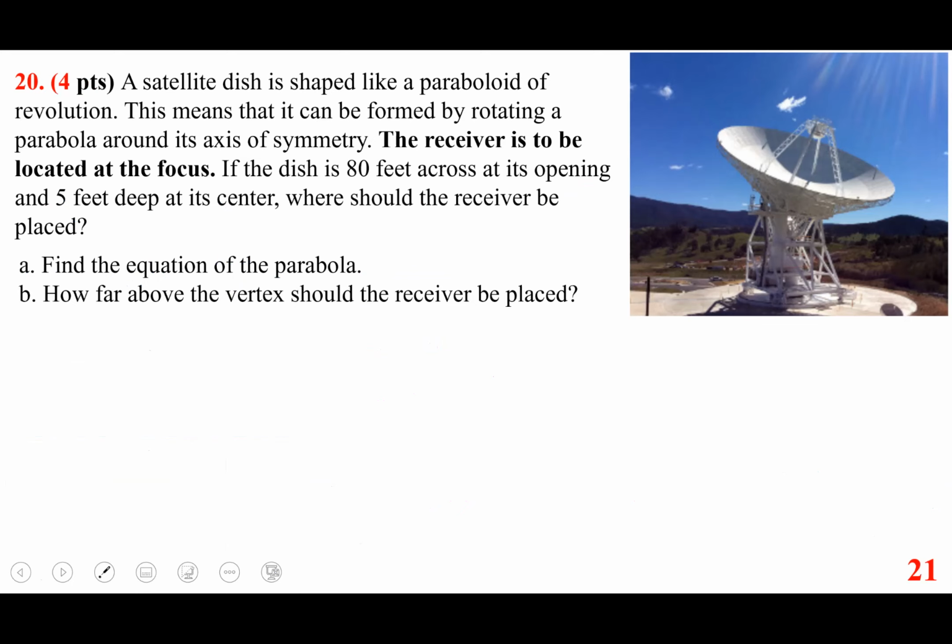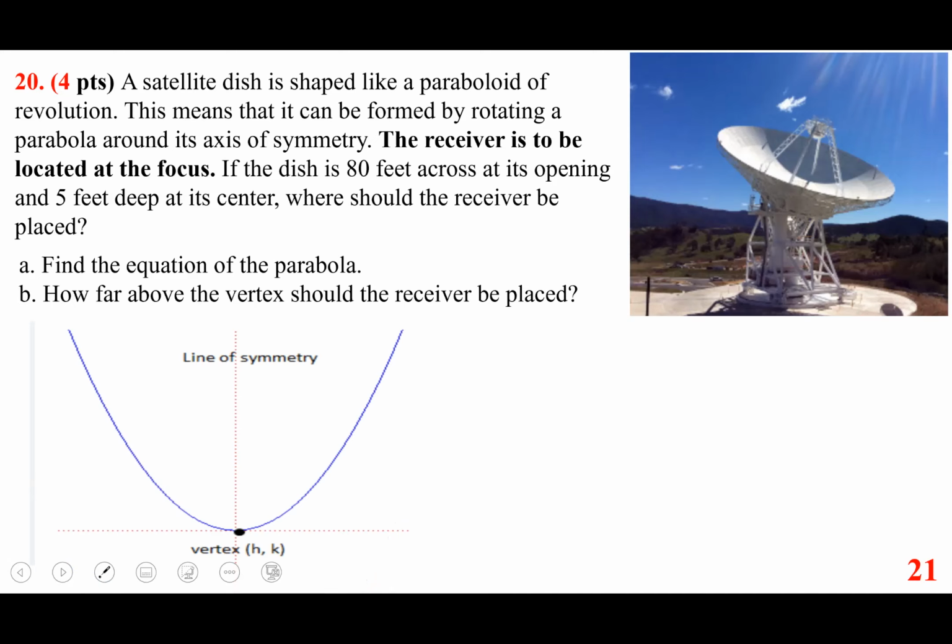Could you please read this question? A satellite dish is shaped like a paraboloid of revolution. This means that it can be formed by rotating a parabola around its axis of symmetry. The receiver is to be located at the focus. If the dish is 80 feet across at its opening and 5 feet deep at its center, where should the receiver be placed? A. Find the equation of the parabola.